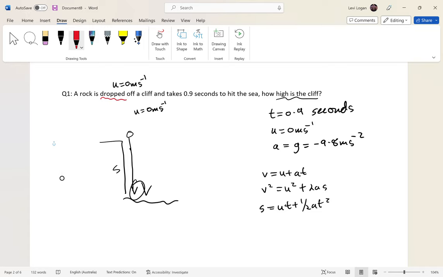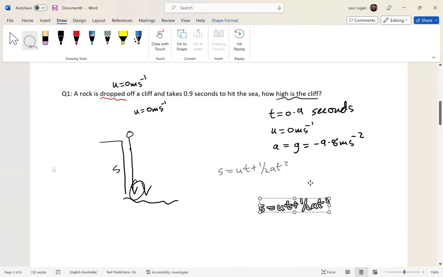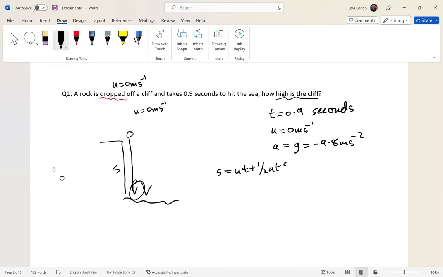U is in all of them, so we can use any of them. Acceleration is in all of them, but t is only in two of them. So t is in this one and in this one, so we're not going to use this one at all. And we're looking for s, so we're going to use this equation here. Okay, so we're going to discard the others and have a go at this. Alright, so we don't need to rearrange anything because it's already in terms of s, so all we've got to do is plug in our values into here pretty much.